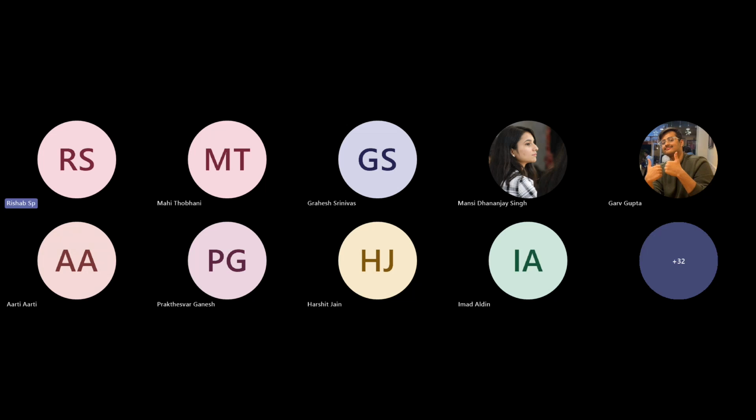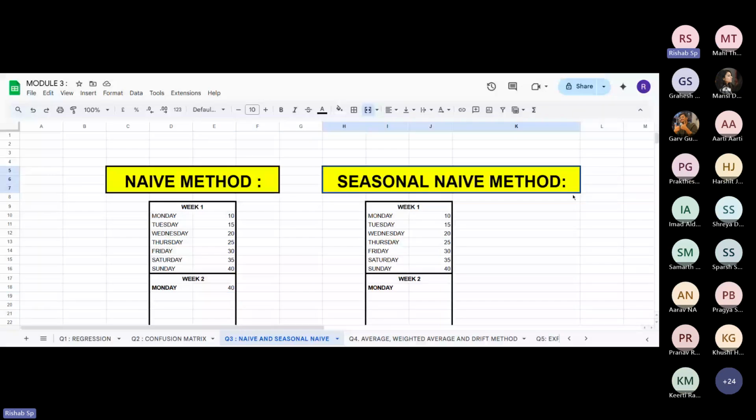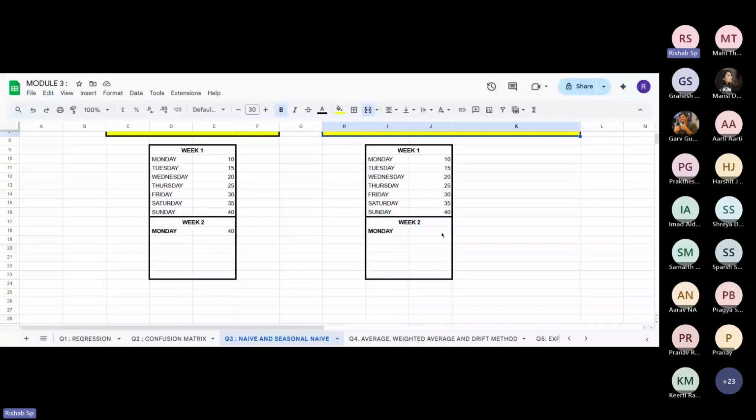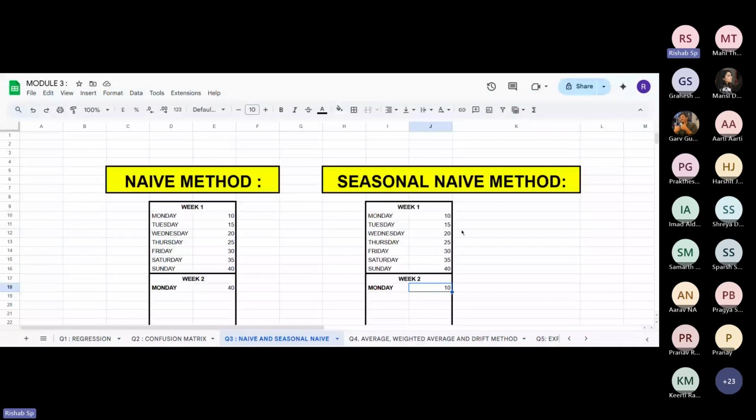Simply what we do is, here we have the seasonal naive method. We need data for Monday. So we look at the previous Monday's data. So it is 10. So we use that 10. Here we use the data that occurred on the same day in the previous week. So it is 10. We use the same observation, 10 itself. Simple. This is just the naive and seasonal naive methods. So 2 methods are over.